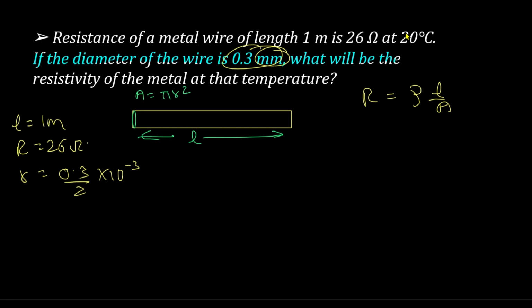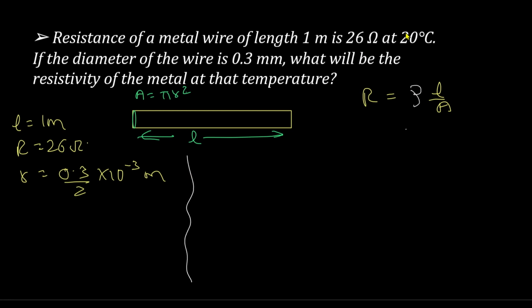Okay, we got the length. The next is to read it further. It says the resistivity of the metal at that temperature is what we have to get. So as I said, you have to find resistivity. So I'll be isolating this rho from here, right? So from here, I can see what rho is equal to.